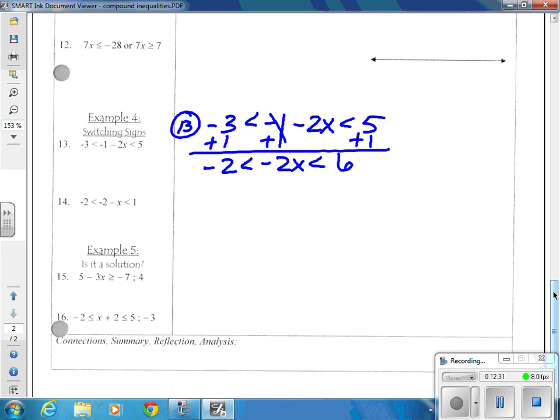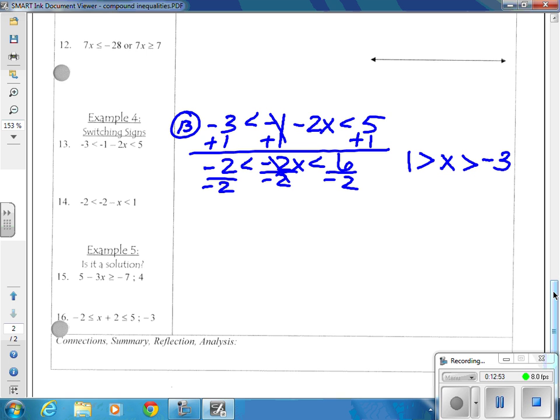In order to get x by itself, I have to divide the middle by negative 2, the left by negative 2, and the right by negative 2. The rule of inequality says that anytime you multiply or divide by a negative number, you must flip the signs. So negative 2 divided by negative 2 is positive 1. I'm going to flip my sign to greater than. I've got x in the middle. I'm going to flip my other sign to greater than, and then I'm going to have negative 3.